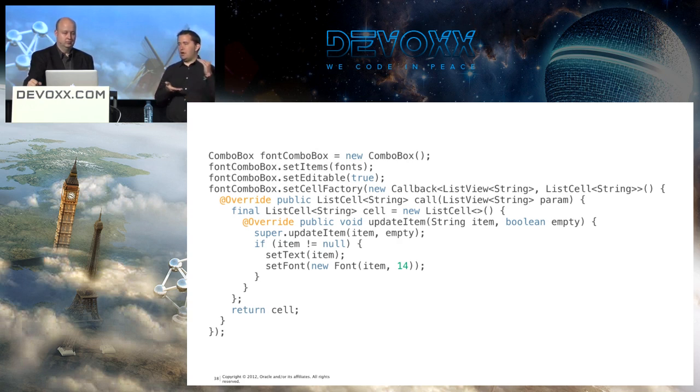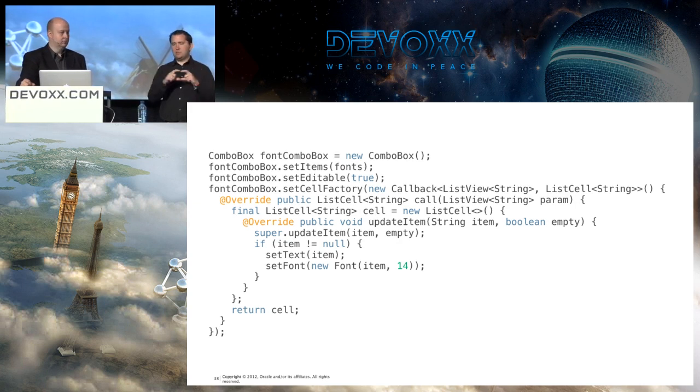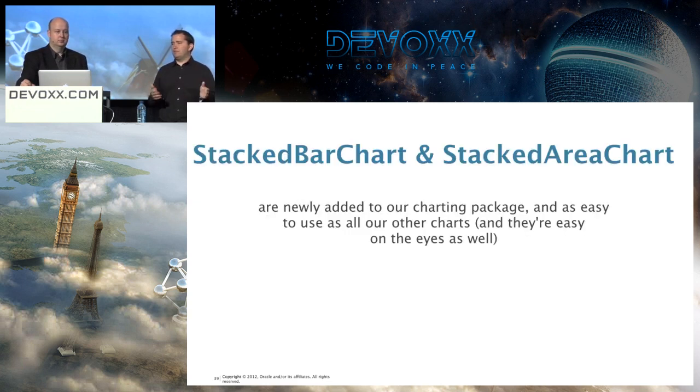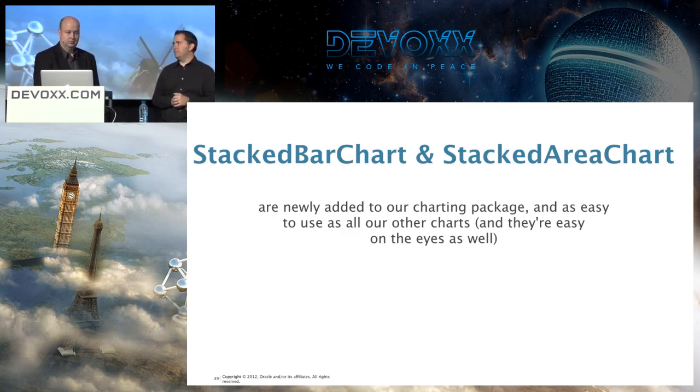Now the combo box is much like a list view, table view, and tree view. It's got cells that are used to draw each one of the different items. And so in this case, we're going to set our cell factory so that the text that we show has whatever the font is that you're trying to represent. You can do anything arbitrary inside of a cell that you want.